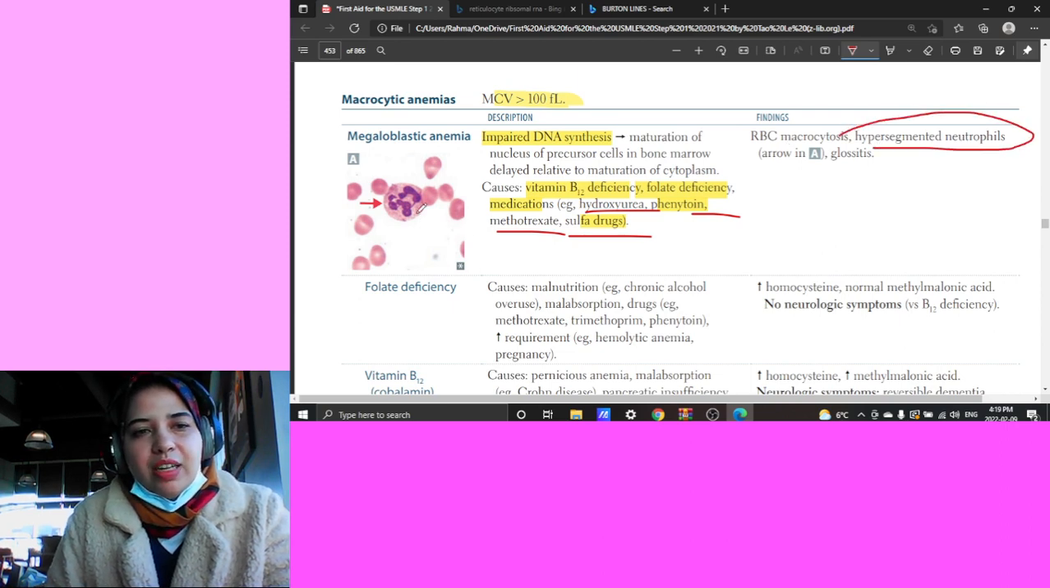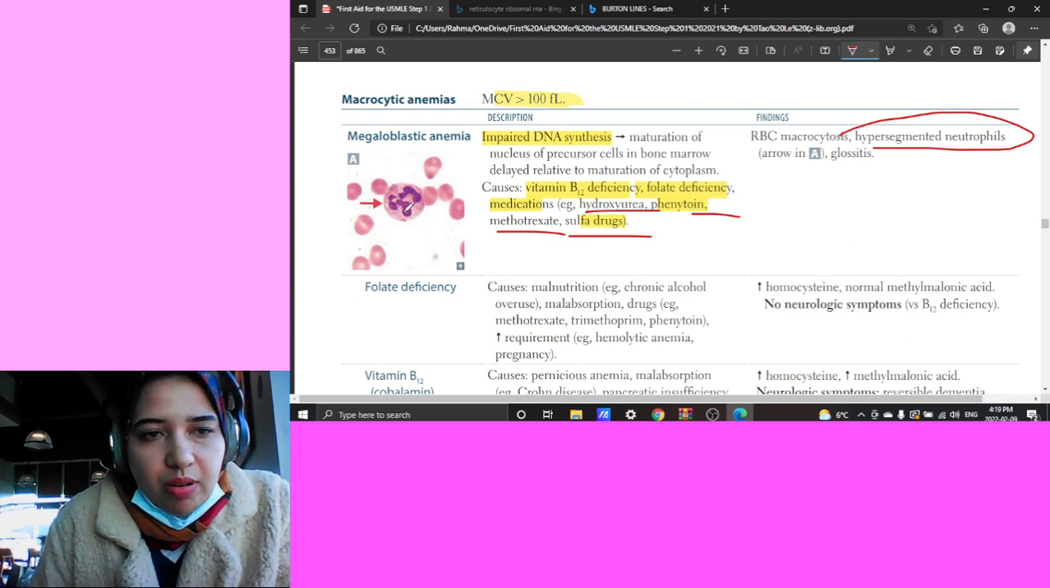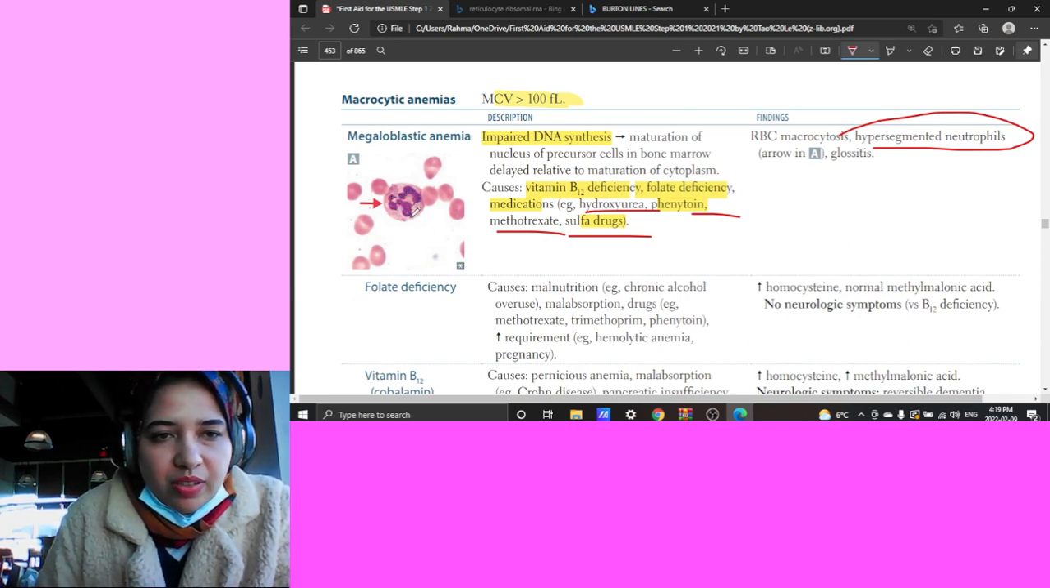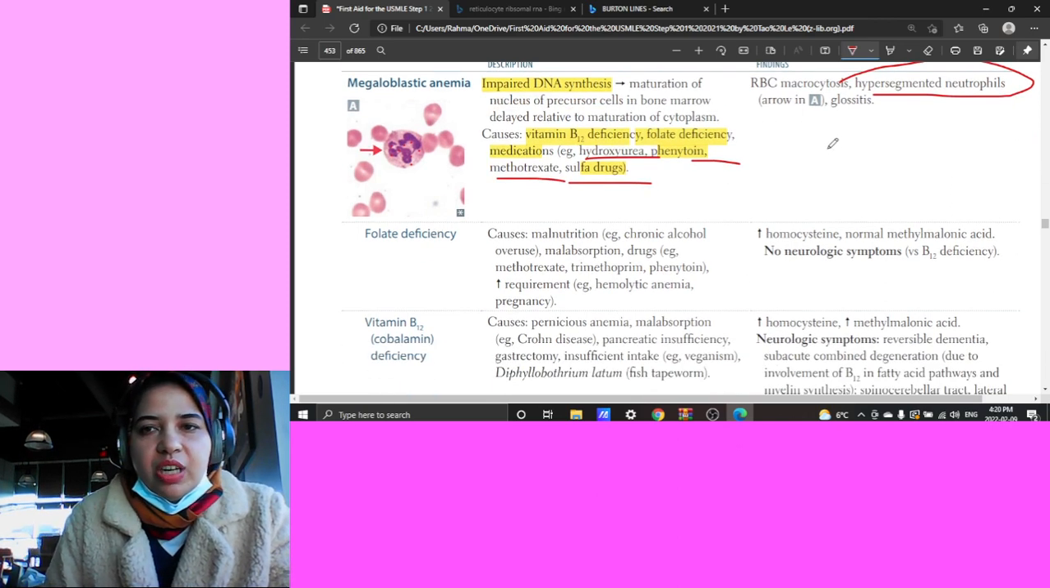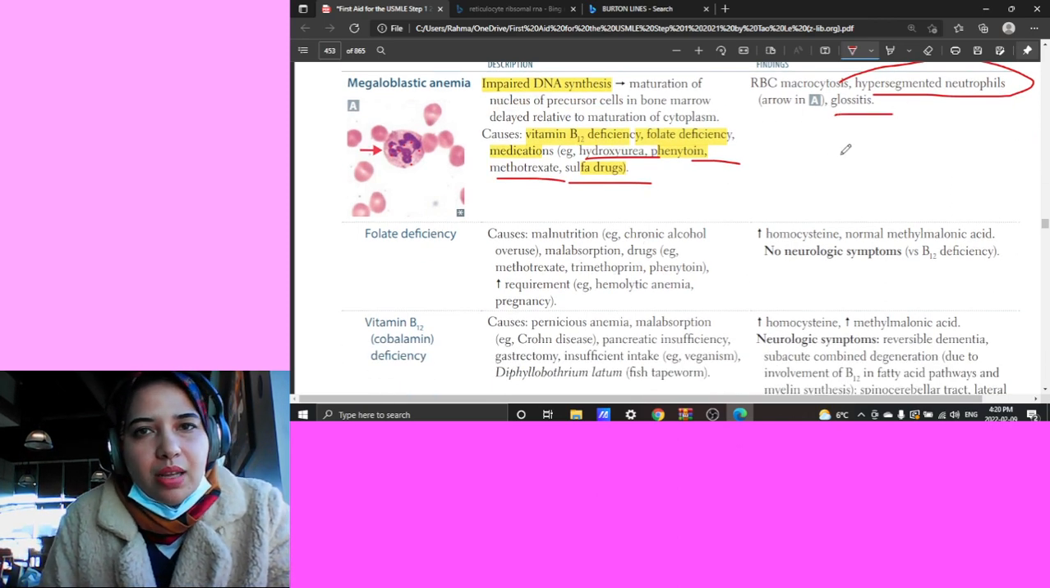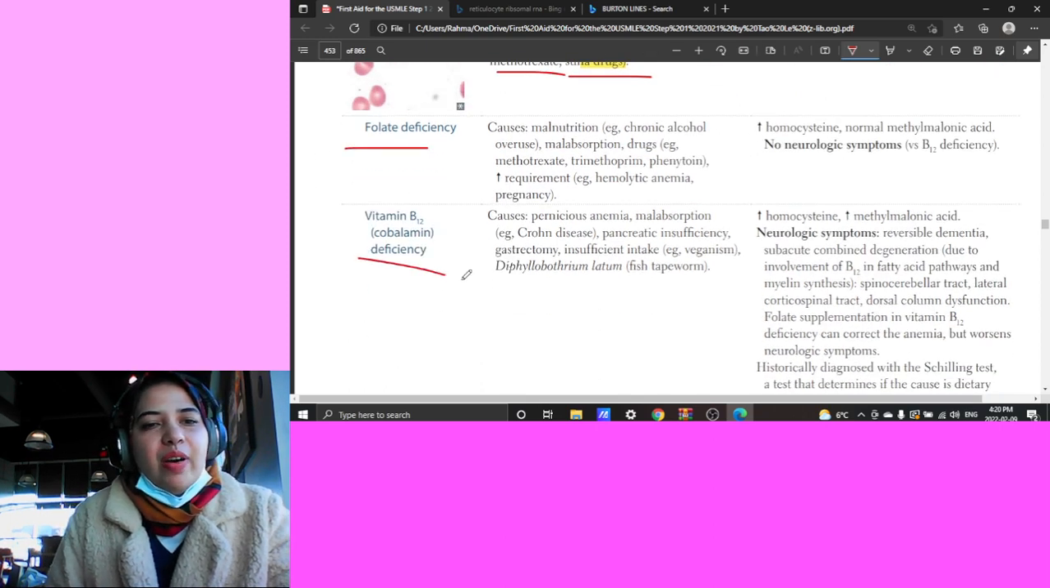Remember, we've already said that you're going to have a neutrophil with many, many lobes, more than five. So let's count what we have here. 1, 2, 3, 4, 5, 6, 7, 8 segmentations here. That is the hypersegmented neutrophil. You're going to have the symptoms of anemia and glossitis. You have folate deficiency and vitamin B12 deficiency.